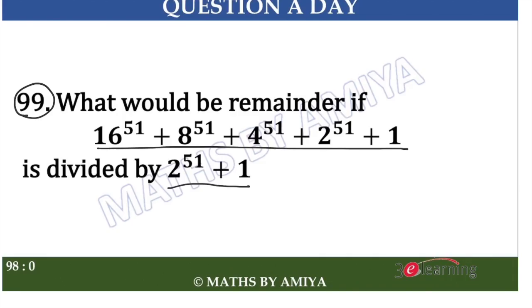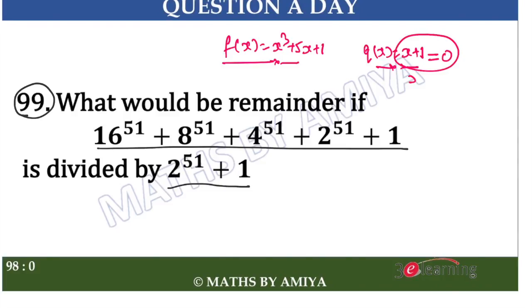Okay, we know if you have f(x), say x cube plus 5x plus 1, divided by q(x), say x plus 1, what would be the remainder? When you have a function divided by another function and you want the remainder, what do we do? We set the divisor function equal to 0, and get the value of x as minus 1. We put x equals minus 1 in the first function, that is minus 1 whole cube plus 5 times minus 1 plus 1, that is minus 1 minus 5 plus 1, which is nothing but minus 5. That is the remainder.